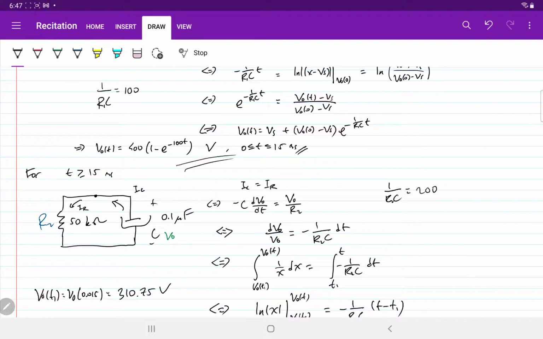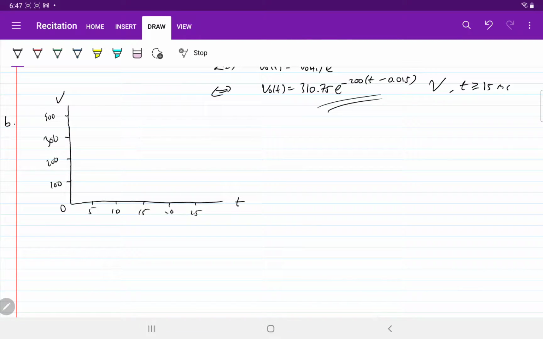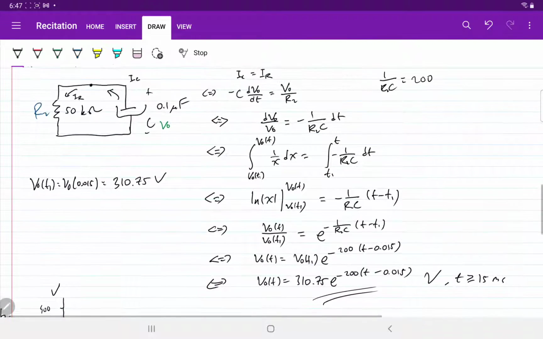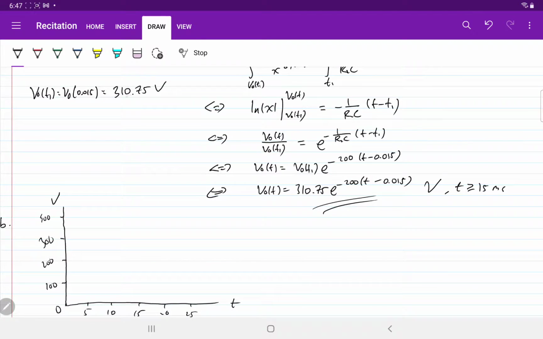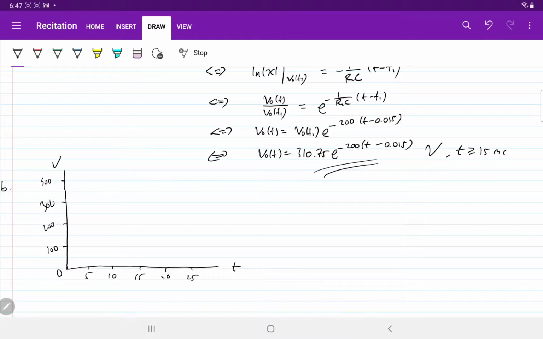So when t is 0, what do we have? e to the power of 0 is 1, so 1 minus 1 is 0, so V0 of 0 is 0. And we know that when t is equal to 15 milliseconds, the voltage is 310.75, so 310.75 is maybe somewhere along this line. This is 310.75 volts.